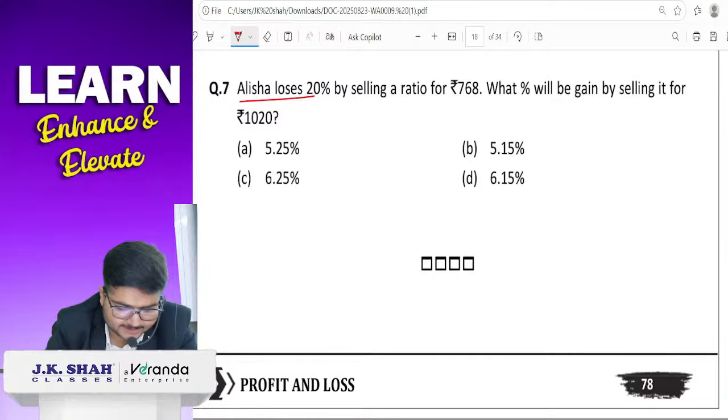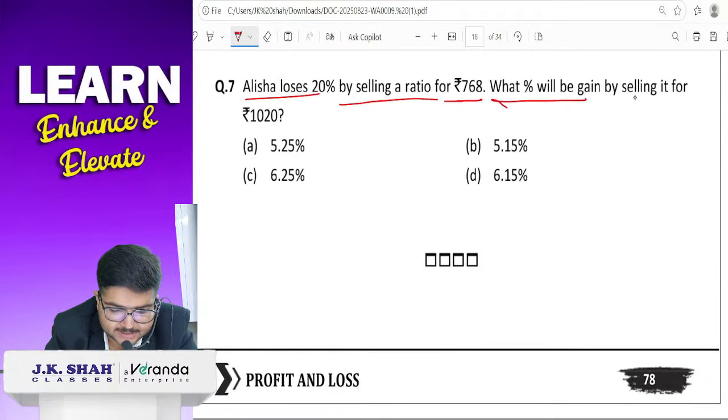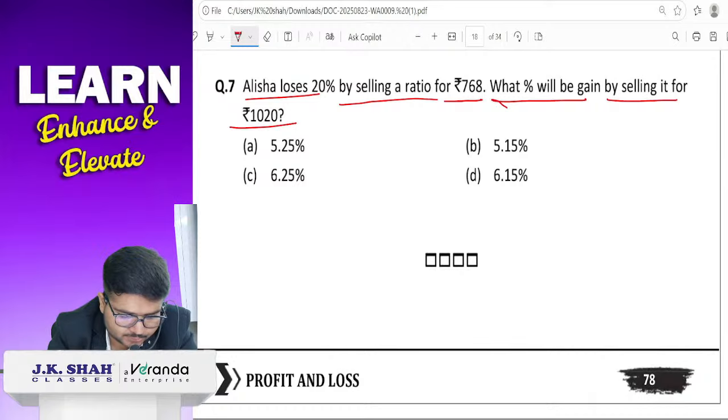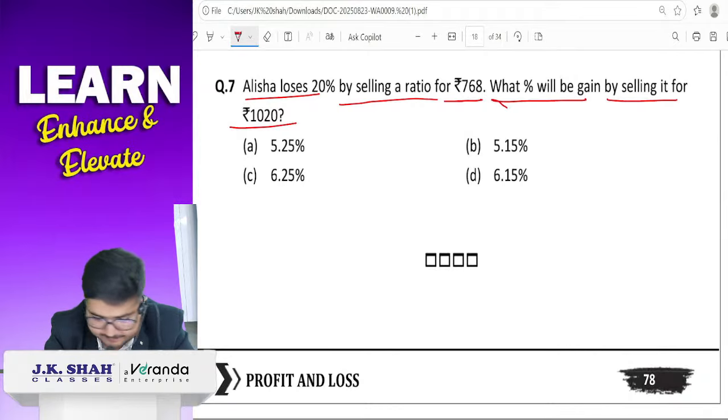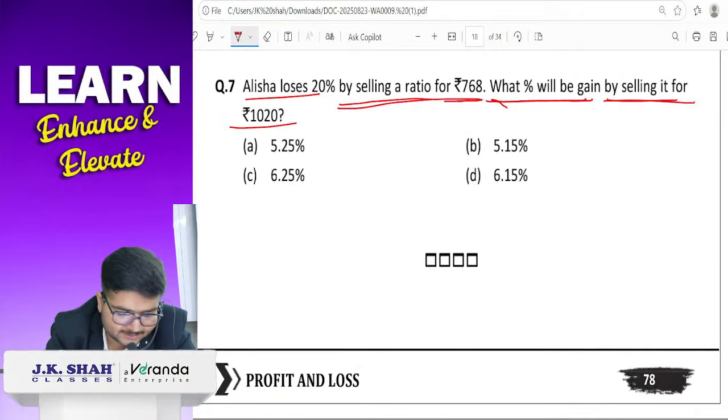Alicia loses 20% by selling a radio for 768. What percentage will be gained by selling it for 1020? Please read the sum. Understand it very carefully. Alicia loses 20% by selling the radio for 768. What will be the gain percentage by selling it for 1020?